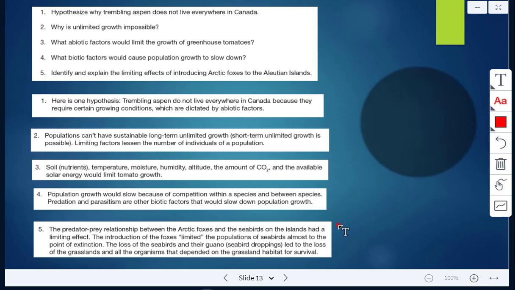The loss of the seabirds and their guano, which is seabird droppings, led to the loss of grasslands and all the organisms that depended on the grassland habitat for survival. So we can see here the effect that introducing the foxes had to the islands. It affected the seabirds, it also affected the grass, and it also affected all the other organisms that depended on that grassland habitat.